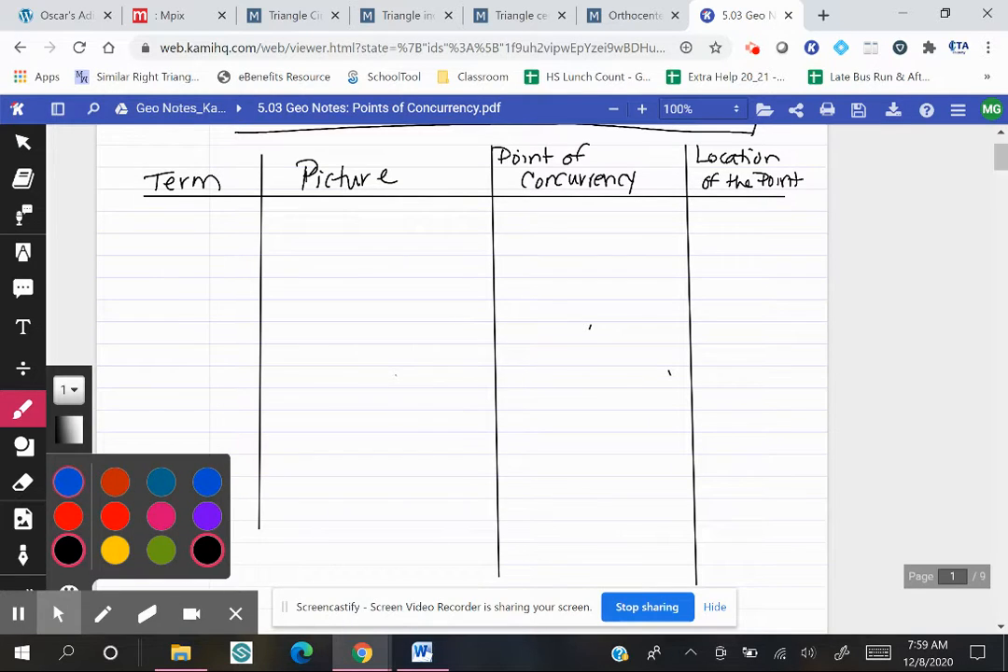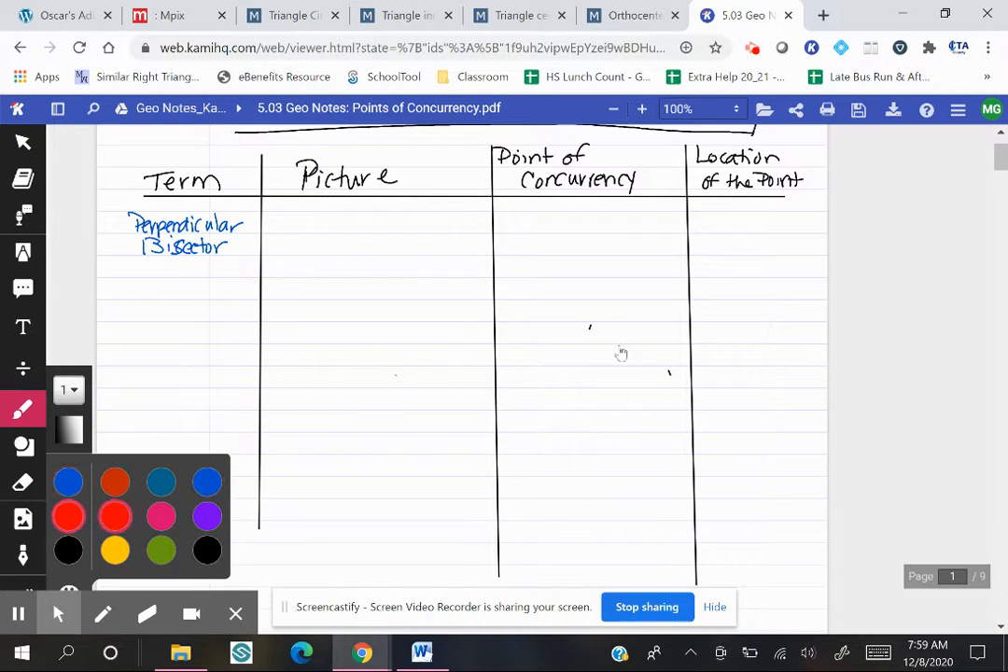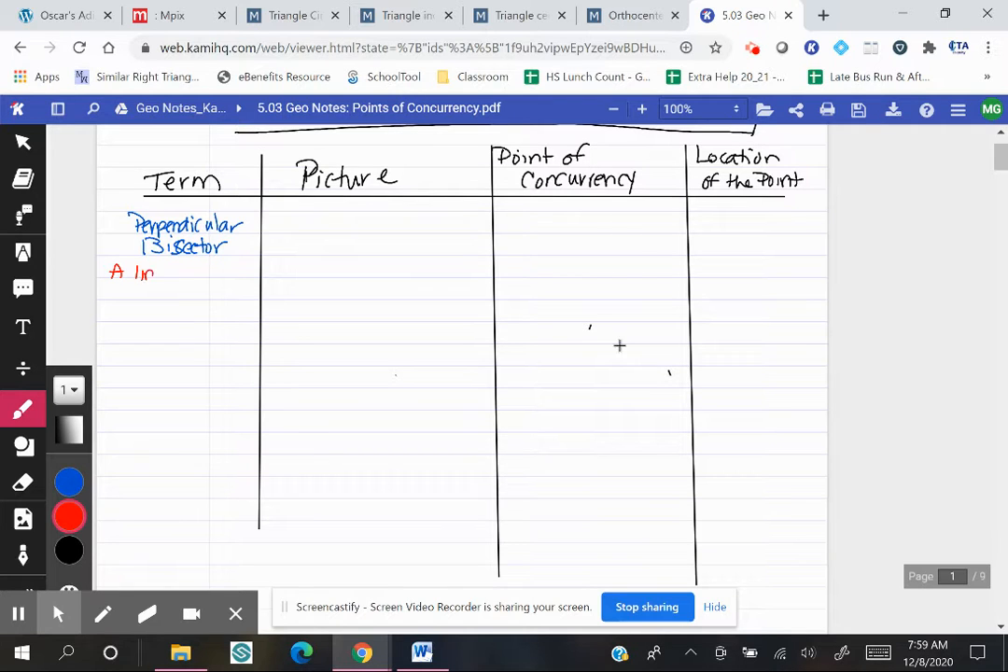All right, so let's start with perpendicular bisectors. Okay, so we've talked about a perpendicular bisector before. We're talking about it inside of a triangle now. So a perpendicular bisector, by definition, is a line perpendicular to a side of the triangle at its midpoint, at the midpoint of that side. So really important to remember that.